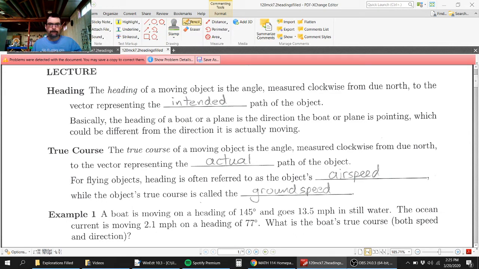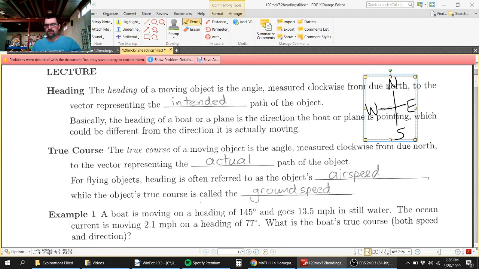So, for 7.2, we talked previously about bearing, where we had north, south, east, and west, and we described directions things were moving by saying things like north 40 degrees west or south 72 degrees east, things like that. Heading, which is just a slightly different way of describing those things, uses measurements from 0 all the way to 360 degrees. So there's a few blanks to fill in the notes here.